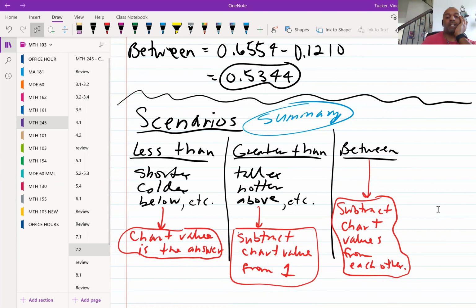But if you're looking at less than, the chart value that you pull will be the answer. If it's greater than, you're going to subtract the chart value from 1. Then if it's between, you're going to take the two chart values that you pull from the chart and subtract them from each other. So those are your three scenarios that you will be presented.